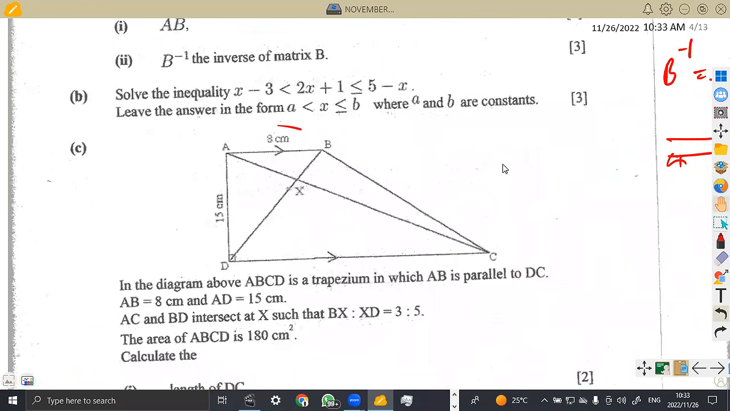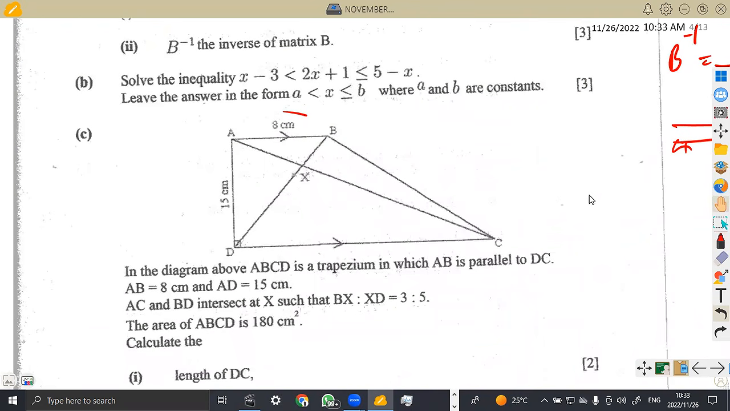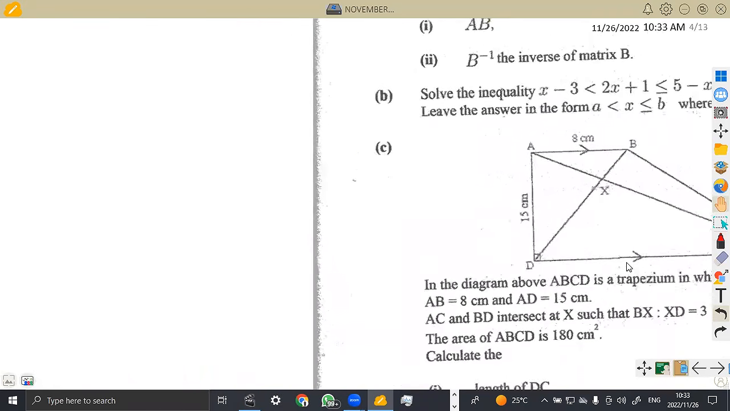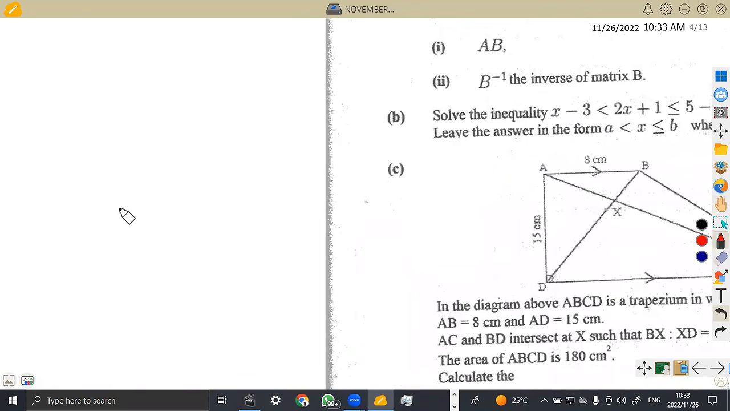The B part, we are now given to solve the inequality. So that's an inequality that you're given, which is actually simultaneous inequalities. Okay, sorry for that. I forgot to change this. So I'm just going to rewrite our inequality somewhere here.